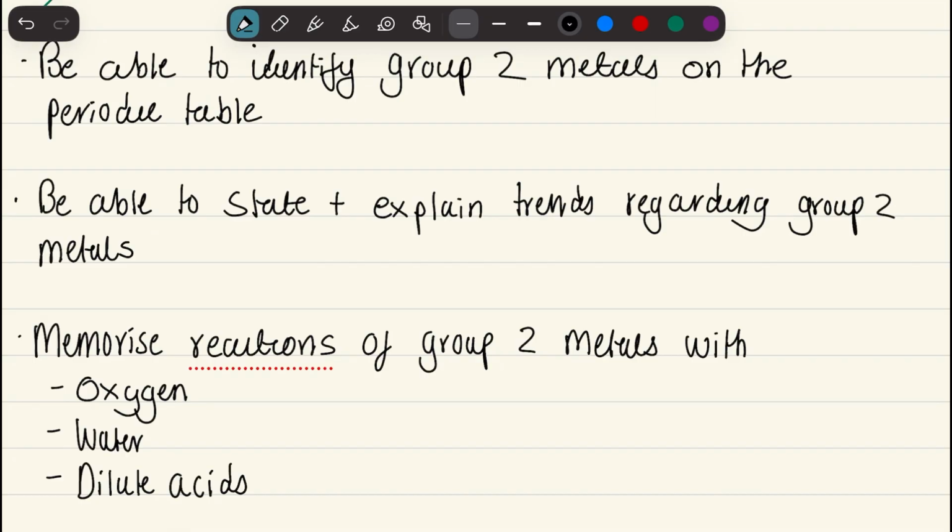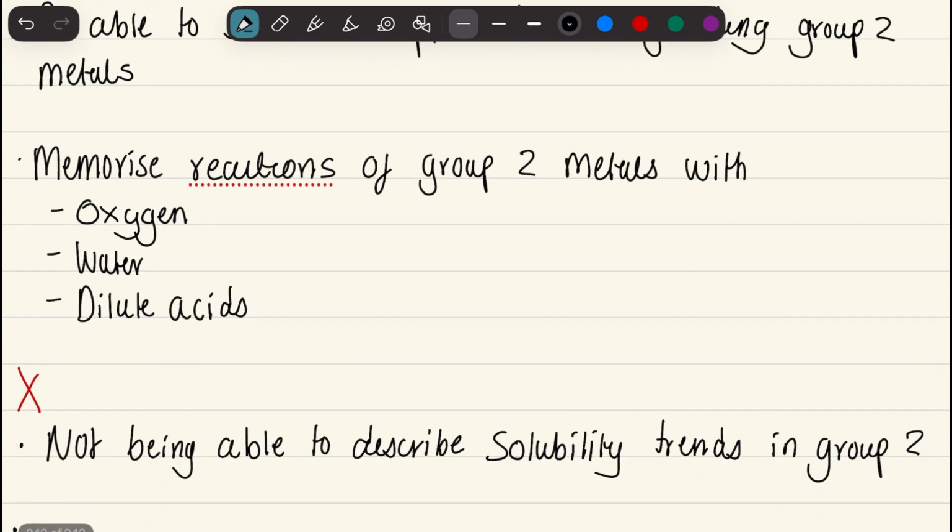Memorizing the reactions of group 2 metals with oxygen, water, and dilute acids. Again, apologies, in the exam I think they're just going to expect you to know this. They aren't going to give you the equation sometimes. Sometimes they will, sometimes they won't. But they do expect you to know the products of the reaction and how to balance things.